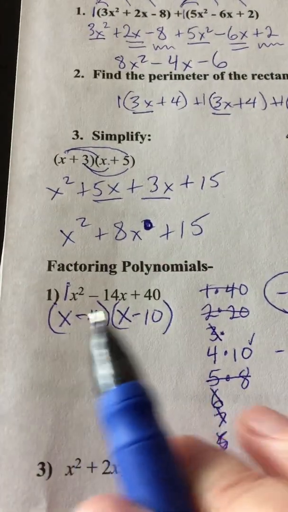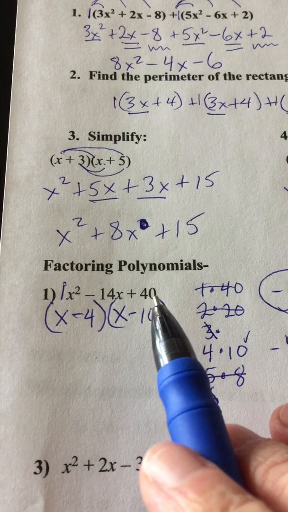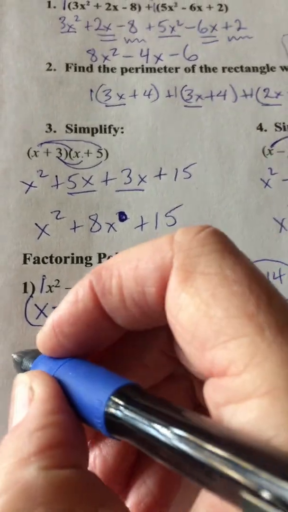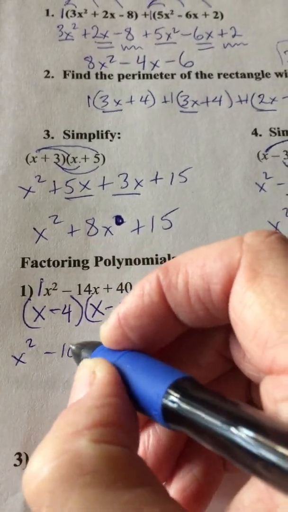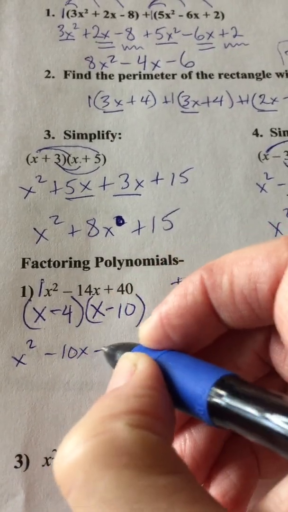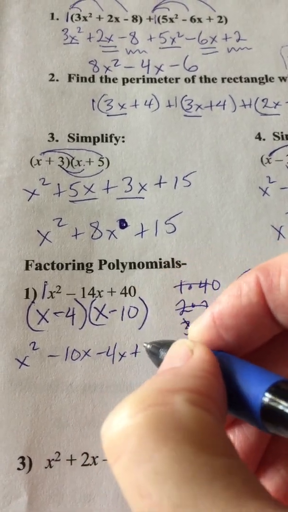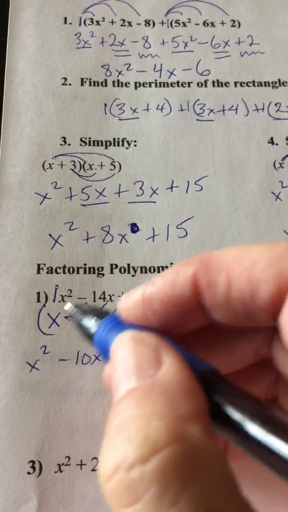So if you were to do the double distribution, you will wind up with this answer up here, x squared minus 14x plus 40. If you wanted to see it just to see why that works, x times x is my x squared. x times -10 is a -10x. -4 times x is a -4x. Negative times negative is a +40.